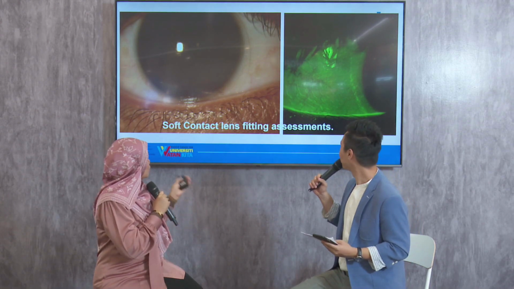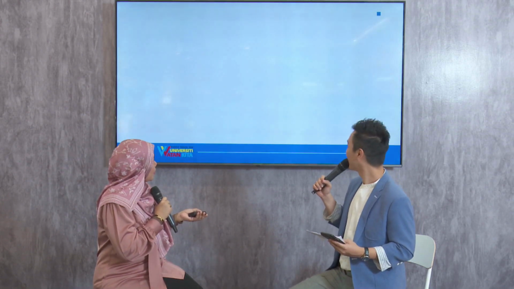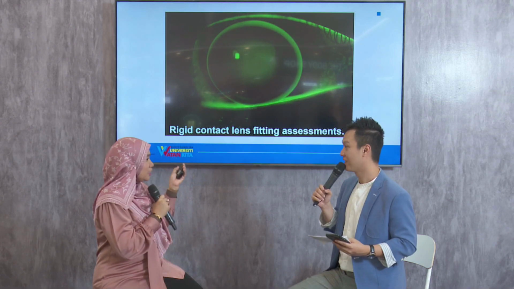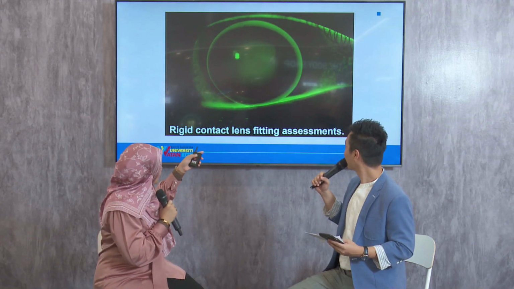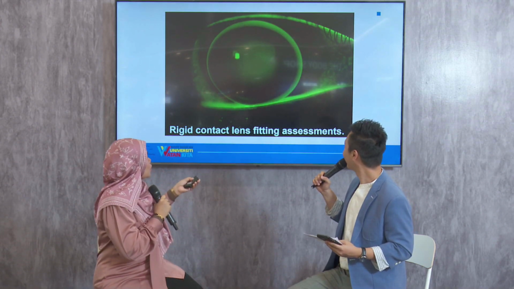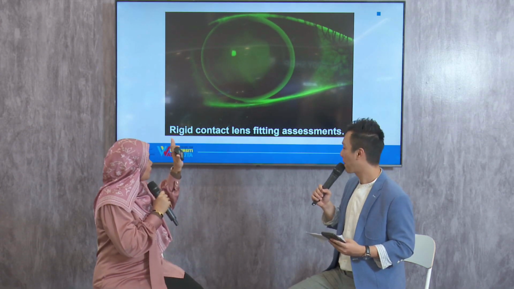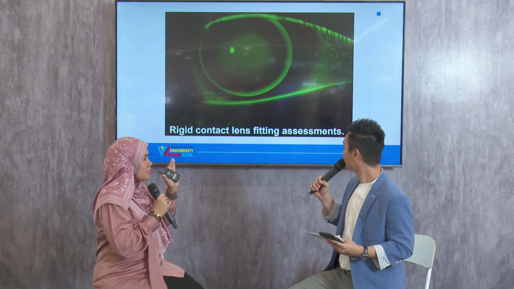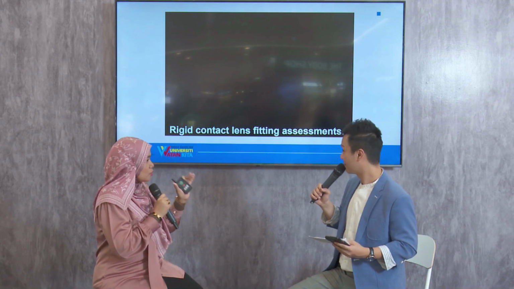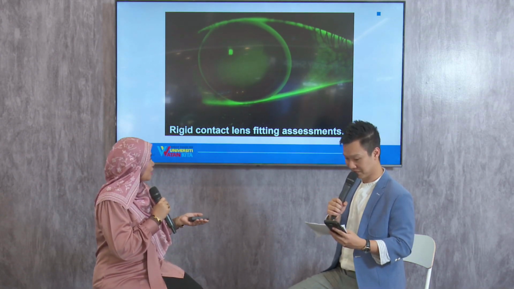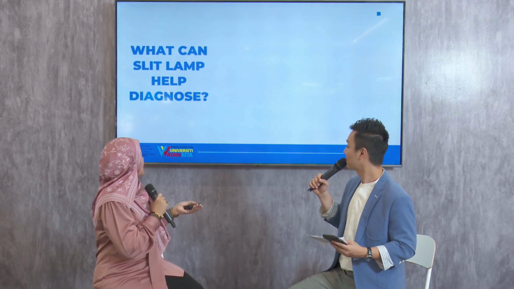So this is the soft contact lens fitting. It's quite different for rigid contact lens because it's quite small, as you can see. We usually check this fitting with fluorescein to make sure that it's movable enough but still covering your pupil so that you can see very well. So that's essential in the fitting part.